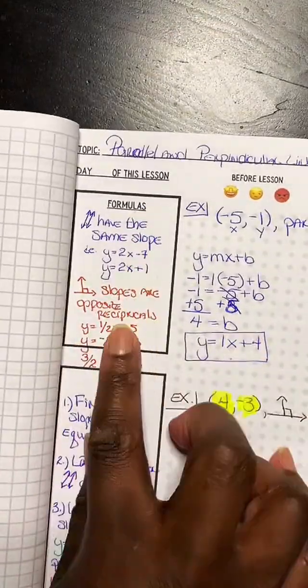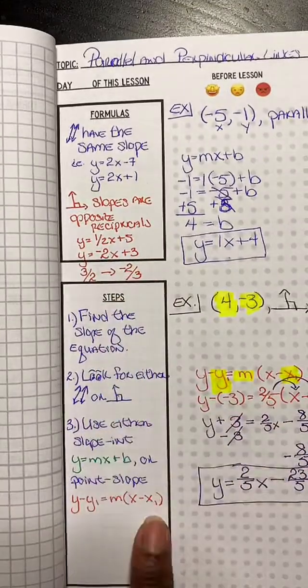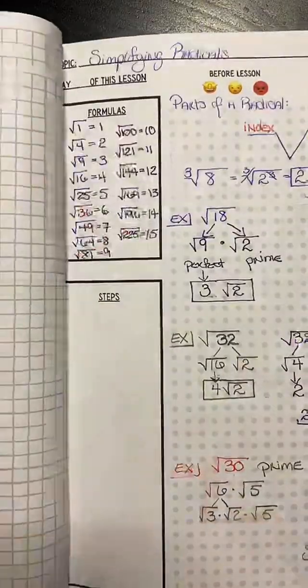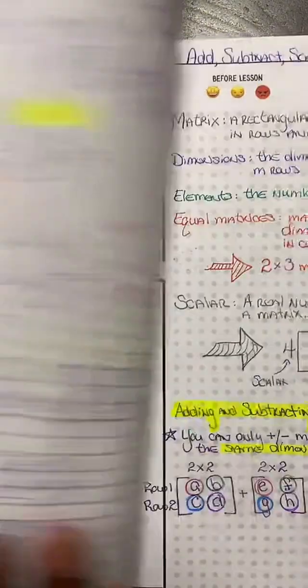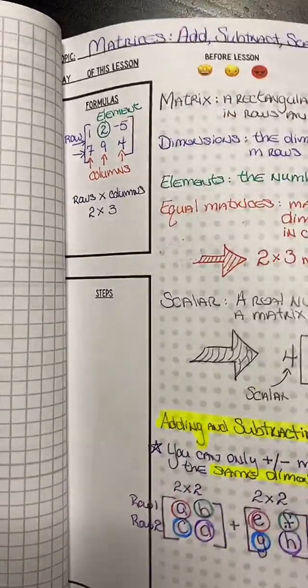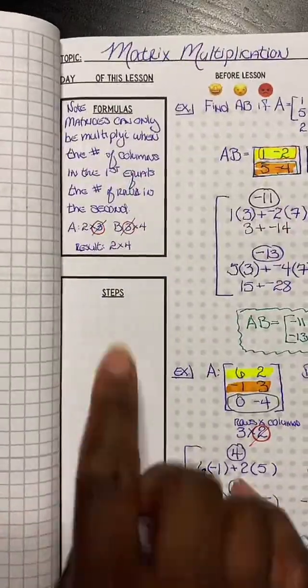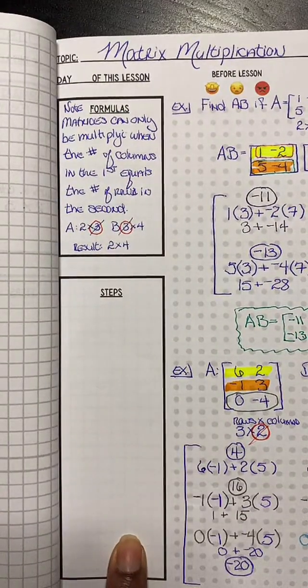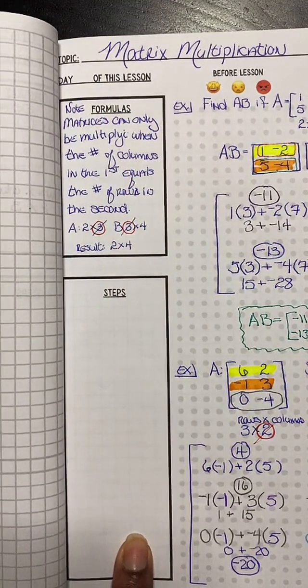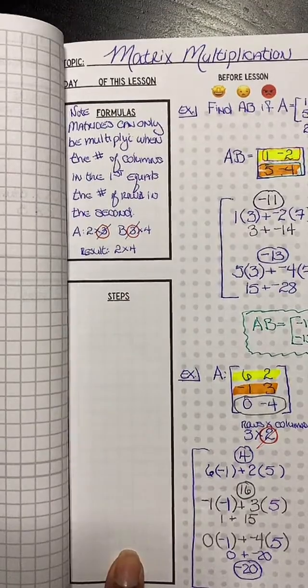I designed this notebook. I got sick and tired of my students with their notes all over the place, right? So they can put their formulas in one section. They can put their steps, like the ones that we have tonight. I should have put my steps with the calculator on how to find your matrix. So that can go into the step section, as well as you can do extra practice on the other side.